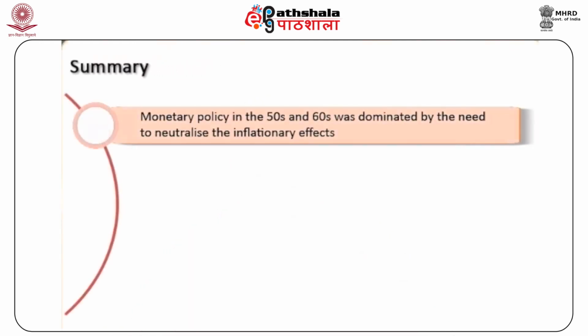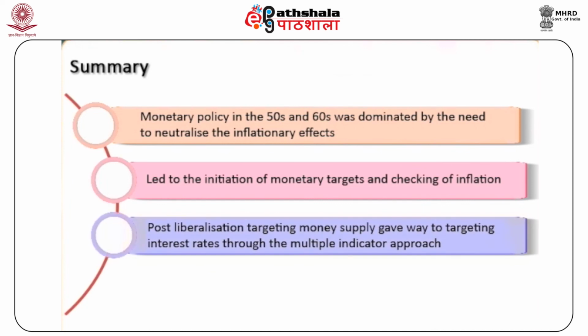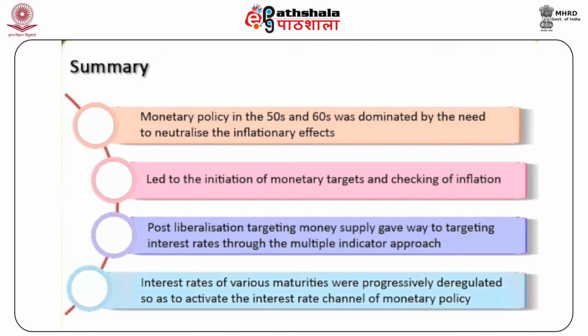In India, monetary policy in the 50s and 60s was dominated by the need to neutralize the inflationary effects of the monetization of the central government's fiscal deficit. In the 70s and 80s, this trend continued, which led to the initiation of monetary targeting with feedback in the mid 80s to check money supply growth and thereby inflation. In the 90s, with the gradual opening up of the economy, targeting money supply gave way to targeting interest rates through the multiple indicator approach. Interest rates of various maturities were progressively deregulated so as to activate the interest rate channel of monetary policy.